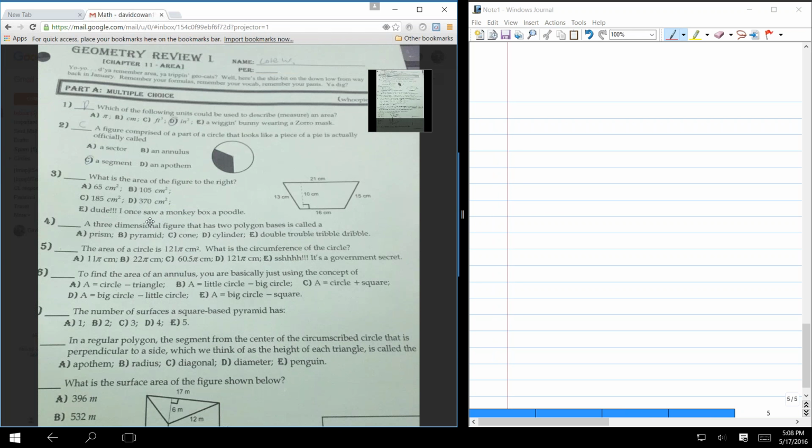All right, let me read it here. Which of the following units could be used to describe the measure of an area? Okay. So you've done the first two of these? Yeah. Okay. You didn't like answer number E? Nah. A Wigan bunny wearing a Zorro mask? That's one of the teachers at school, he's kind of crazy. Yeah, I know. I'm familiar with him, actually.